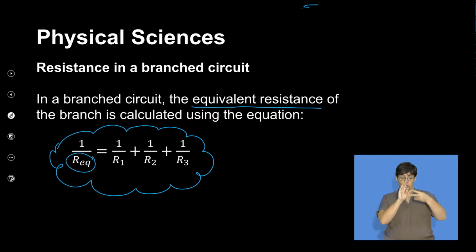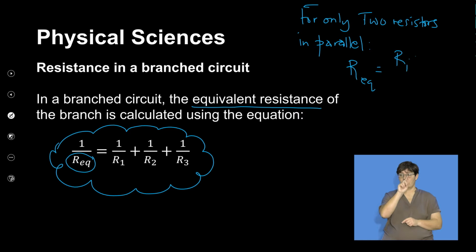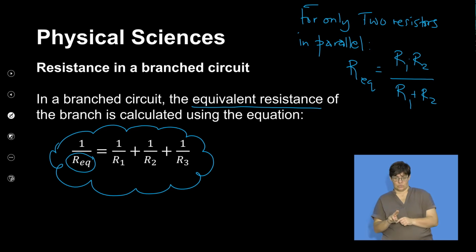However, if there are only 2 resistors connected in parallel to each other, we are able to use a shortcut. This is just a reminder: for only 2 resistors in parallel, we can use the equation R equivalent is equal to the product divided by the sum. This is only applicable for 2 resistors that are connected in parallel, right?